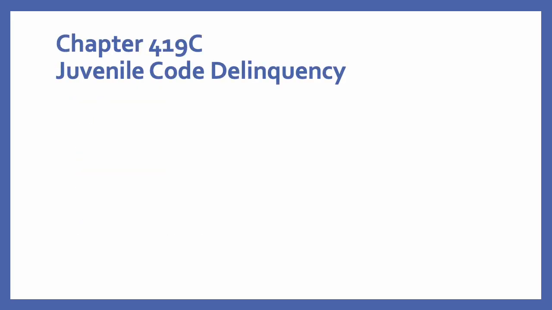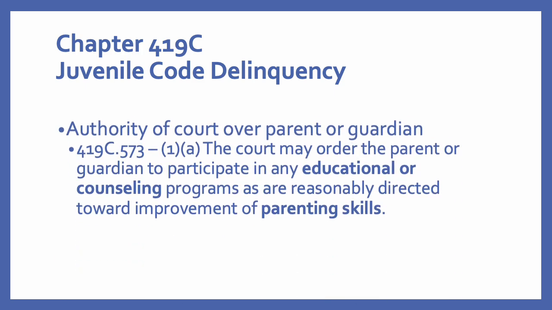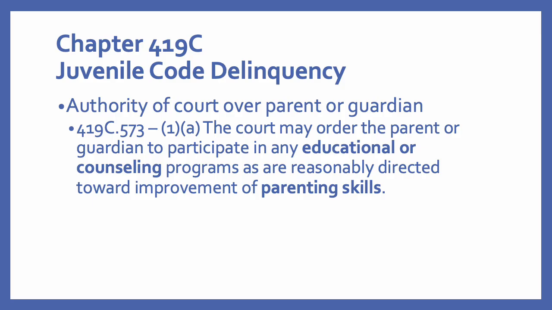Chapter 419C, Juvenile Code Delinquency Continued. Authority of court over parents or guardians. 419C.573, Subsection 1A. The court may order the parents or guardians to participate in any educational or counseling programs as are reasonably directed towards improvement of parenting skills. This statute allows the courts to actually make orders of the parents to do certain things if it is needed for the youth to be successful. Think to yourself whether or not your county has ever ordered parents or guardians to do something in a juvenile case.